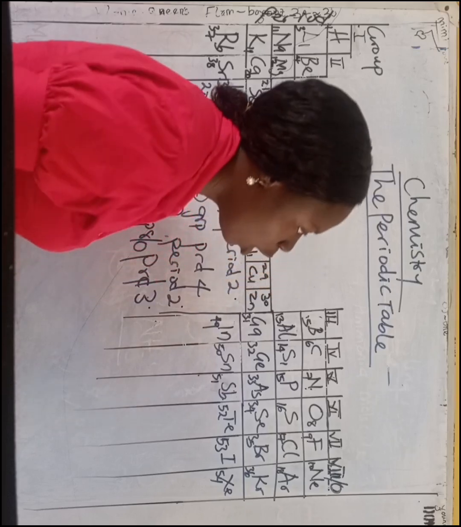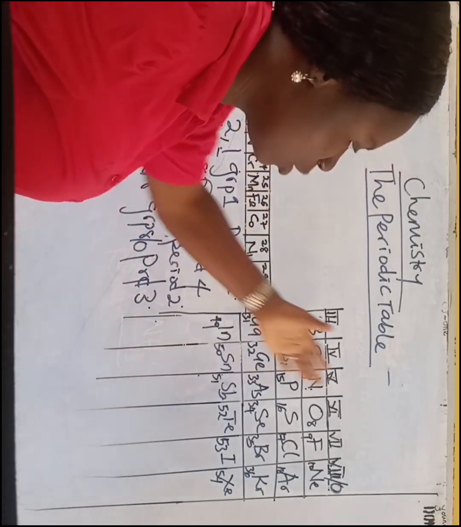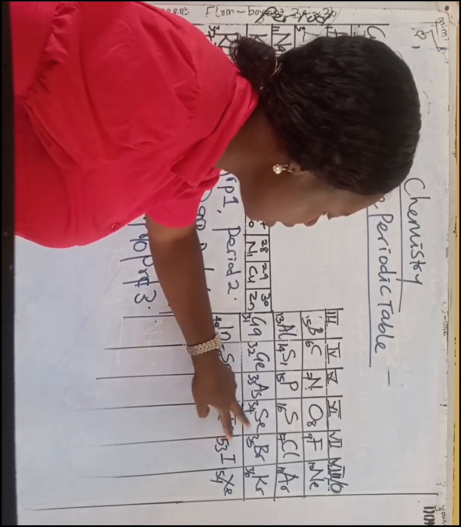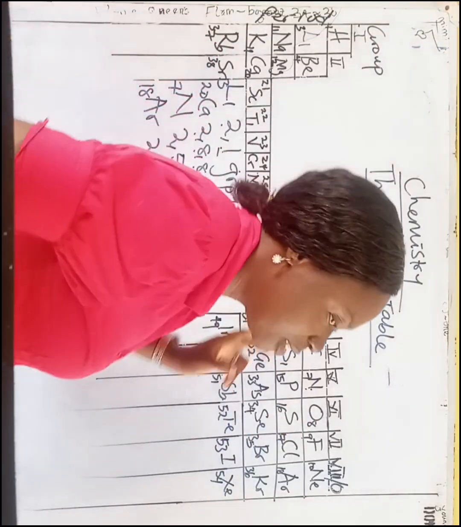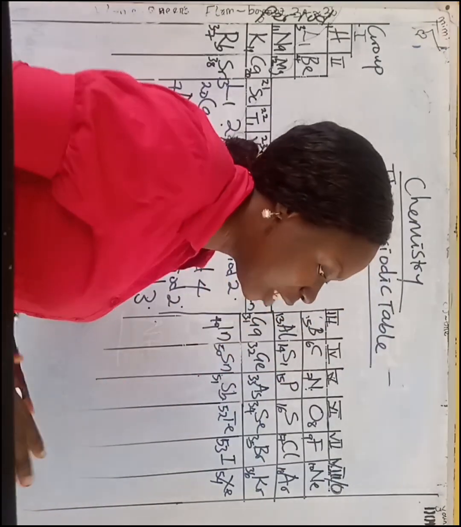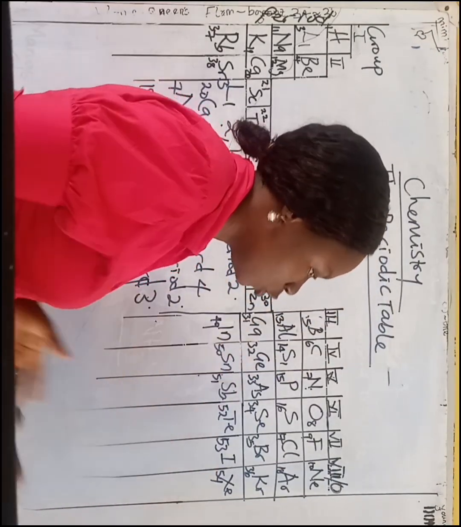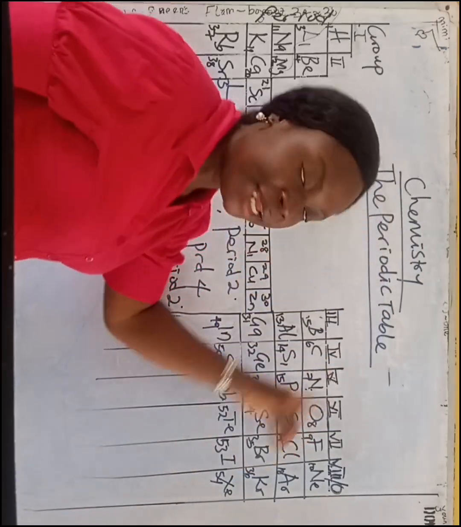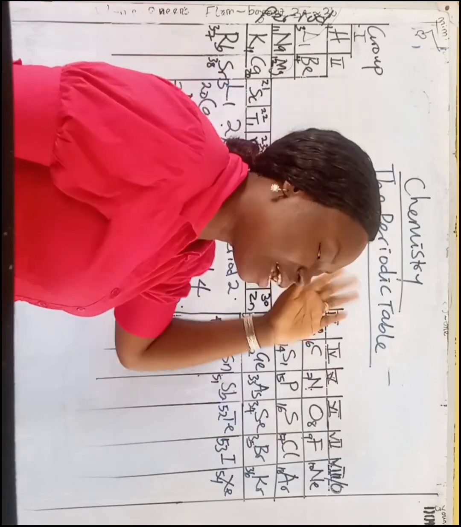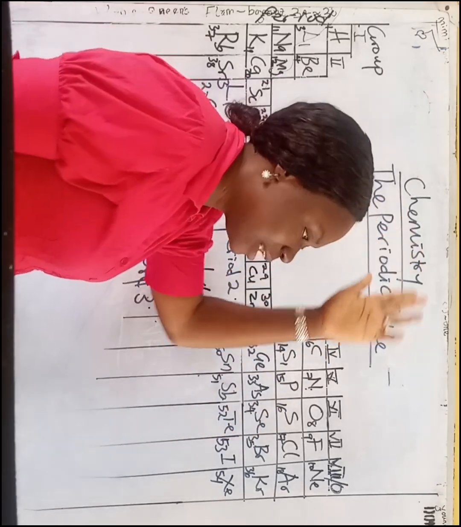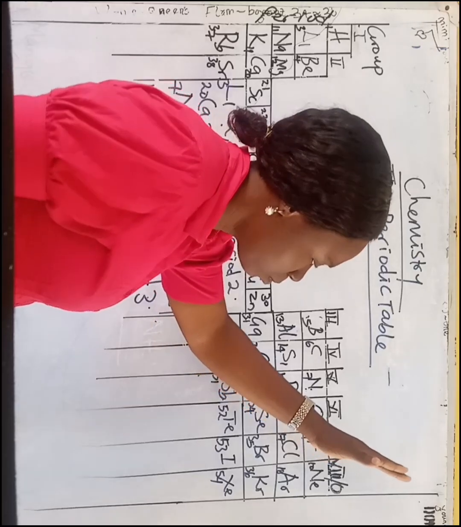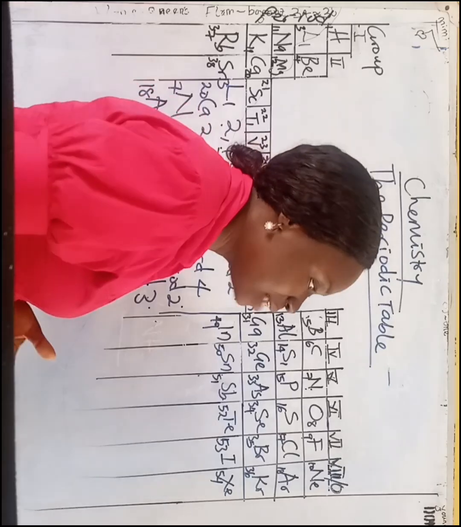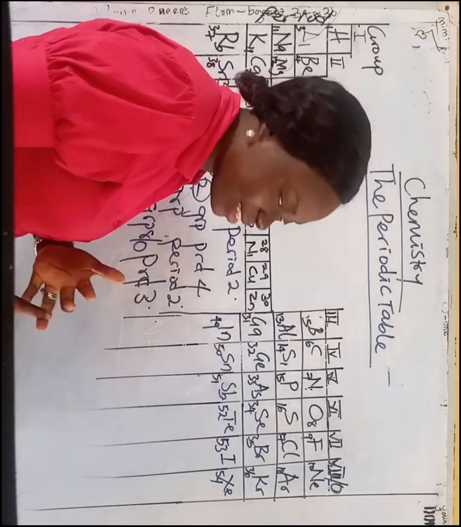Then group 6, they are the oxygen group, chalcogens. So oxygen, sulfur, selenium, tellurium. Then group 7, they have 7 electrons in the outermost shell, and they need just 1 electron to complete the octet structure. We call them the halogens. Fluorine, chlorine, bromine, and iodine. They are very easy to know because they sound alike. Then the group 8 or the group 0, we call them noble gases, rare gases, or the inert gases, starting from helium.